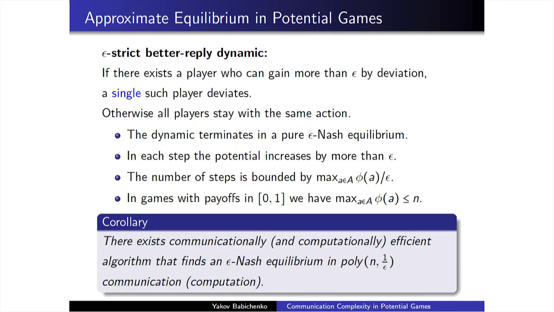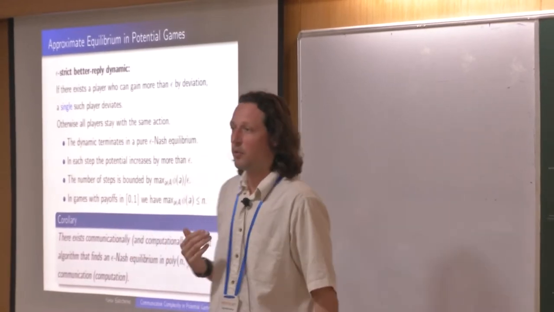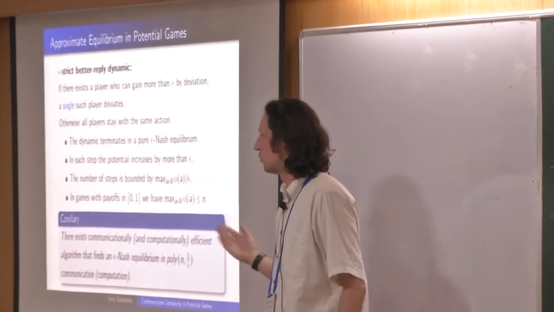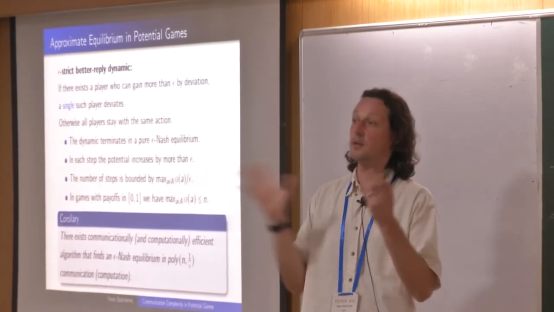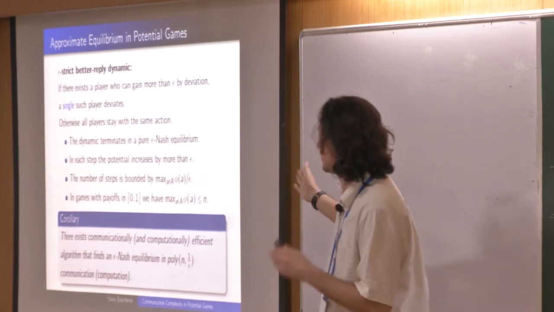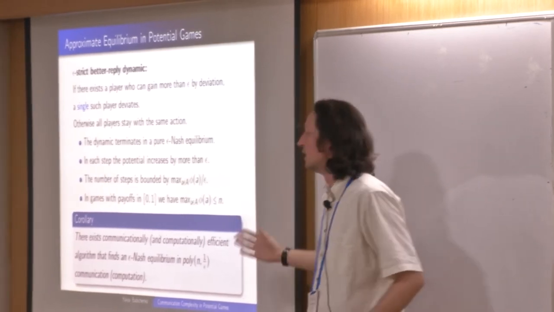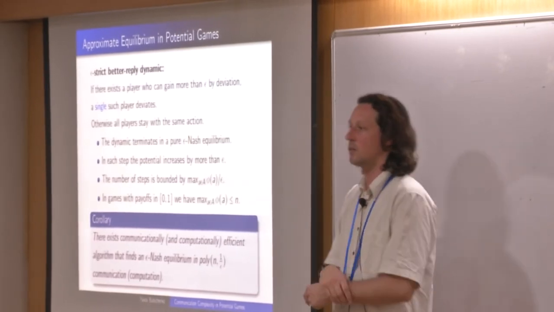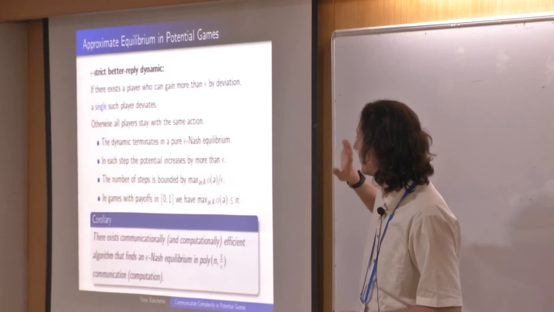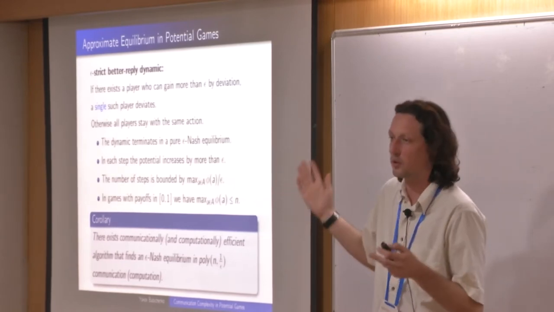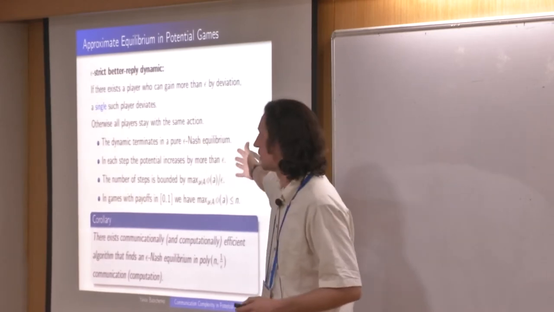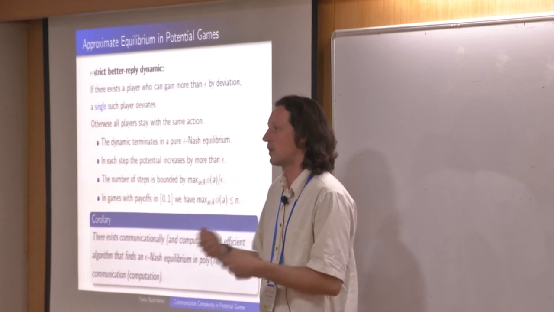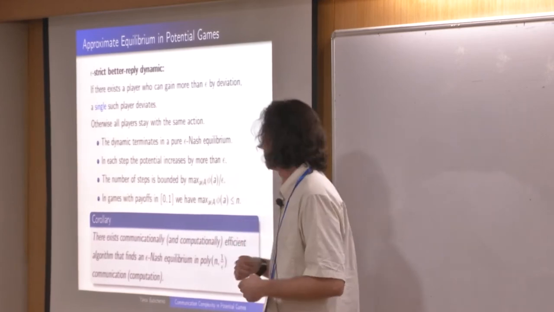So this is a very fast procedure, polynomial in the number of players and in the approximation, that leads us to approximate Nash equilibrium. So approximate Nash equilibrium is solved in some sense. We can think that it is solvable quite easily, and this is true both in the communication model and in the computational model. This protocol can also be executed using very small communication.